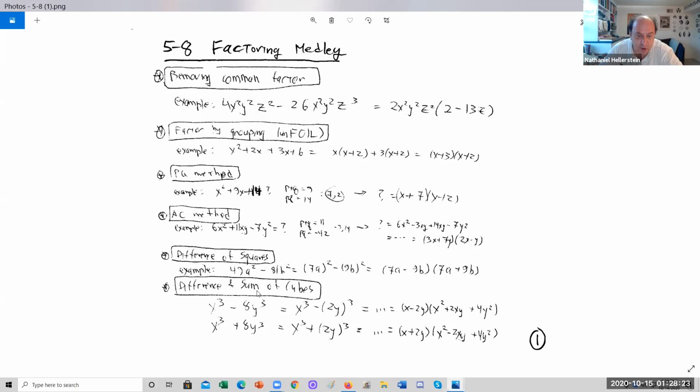Difference and sum of cubes. Okay, x cubed minus the cube of 2y is x minus 2y times x squared plus 2xy plus 4y squared. x cubed plus the cube of 2y is, after factoring, x plus 2y times x squared minus 2xy plus 4y squared.